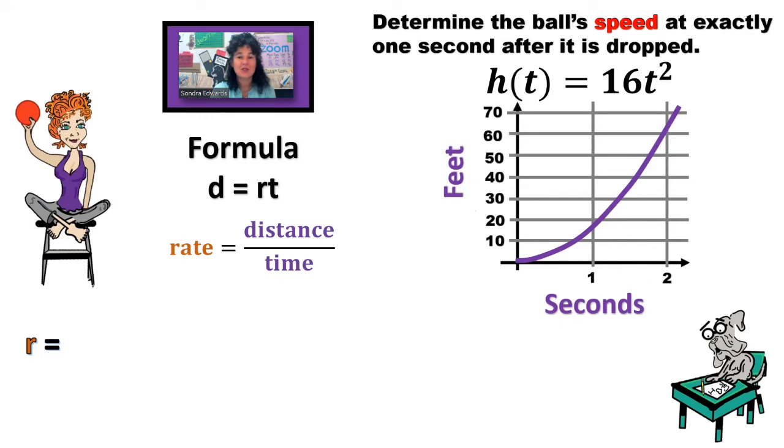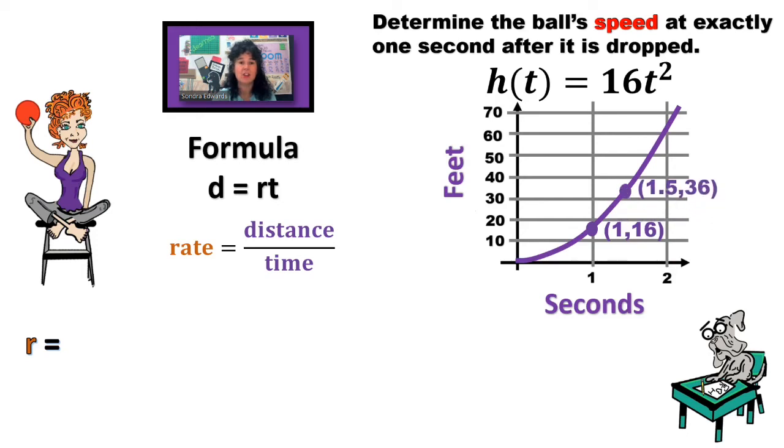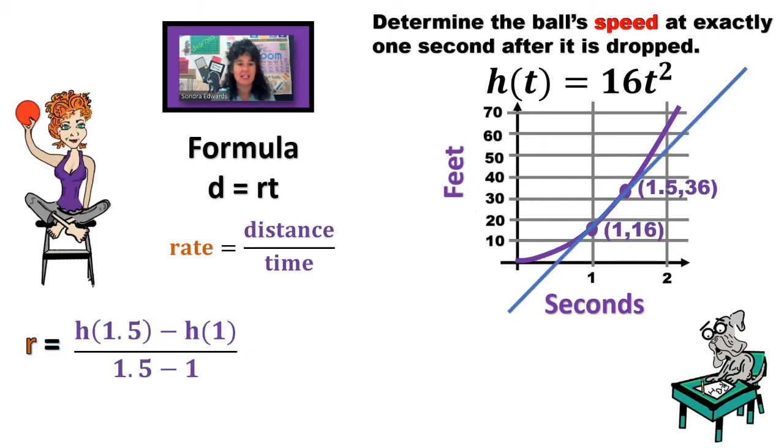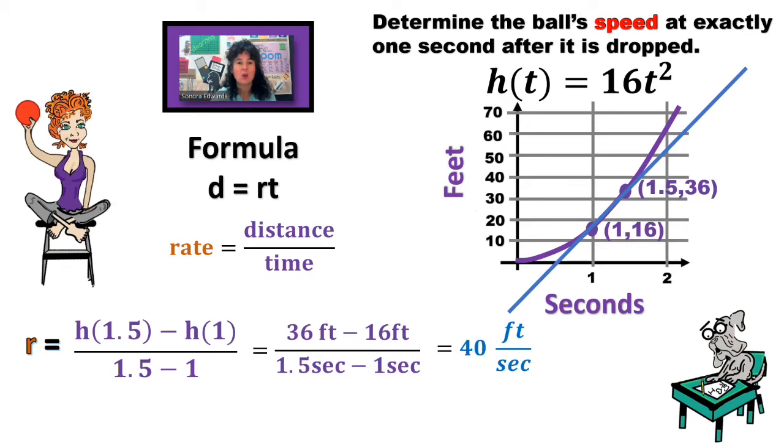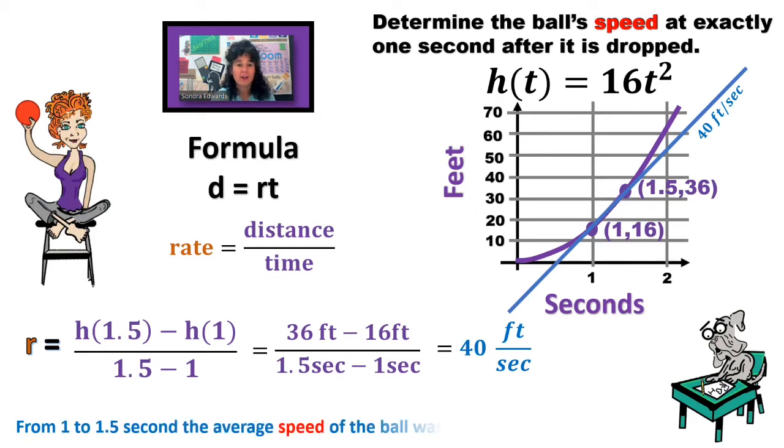All right, let's try this from the other side. Fixing that point, (1, 16), let's select another point, even closer to (1, 16), but from the right-hand side. So let's calculate the slope of the secant line. We end up getting 40, so that means that from 1 to 1.5 seconds, the average speed of the ball was 40 feet per second.